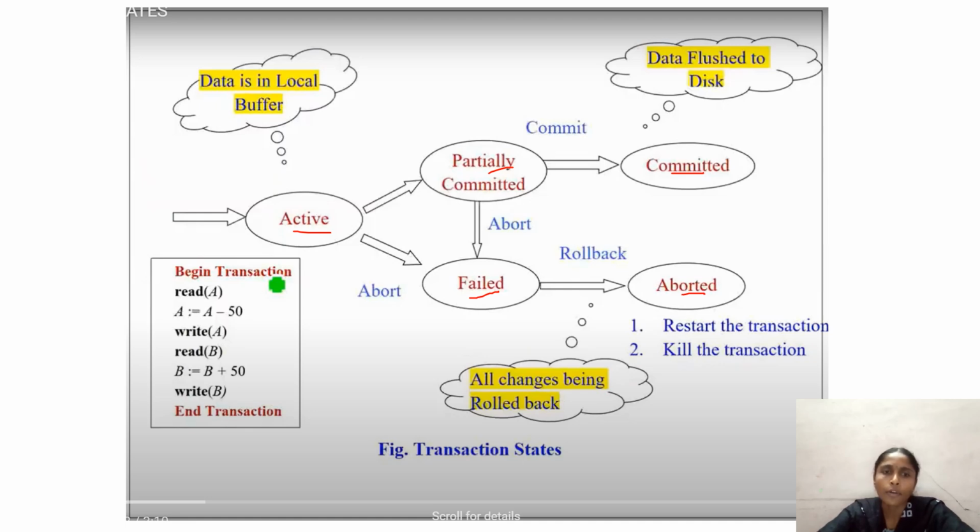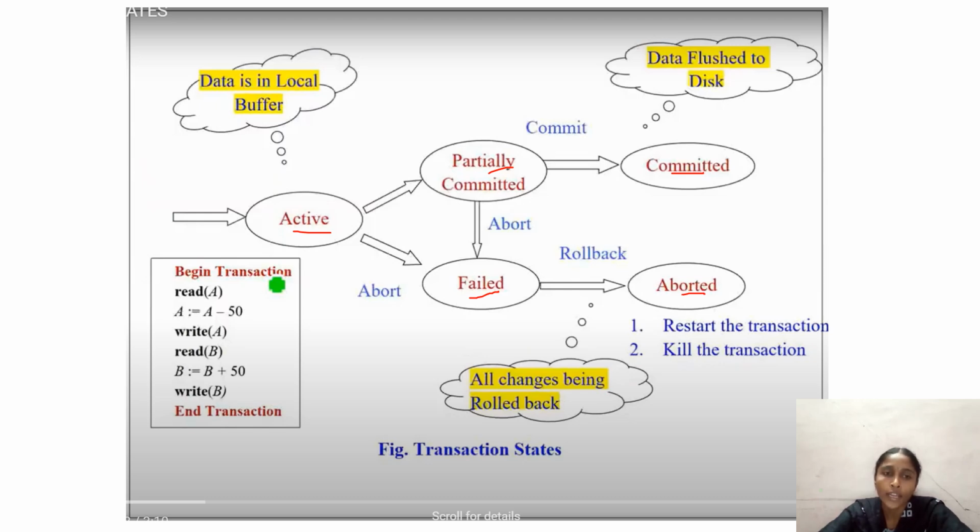So this is an example of a transaction. The transaction begins with a read operation, read of A. Then the data item A is reduced by the amount of 50. The next operation is write of A. After this operation, the data item is updated, which is called a write operation. Then read of B, another data item. Then B is increased by 50 and write of B.